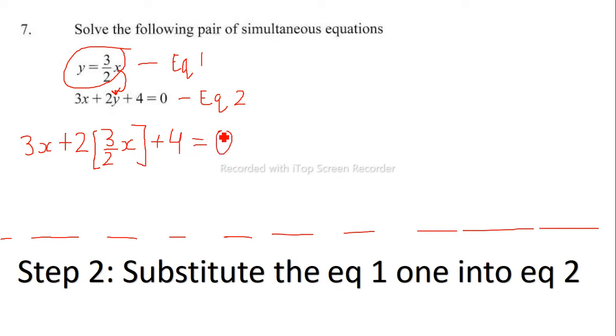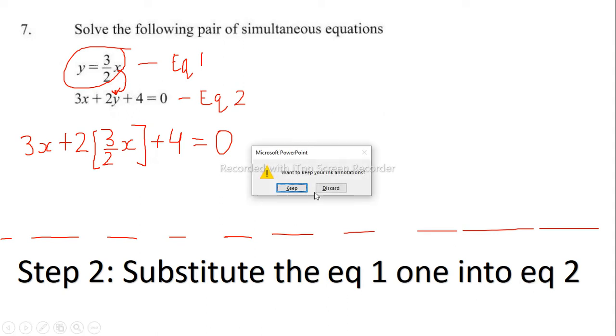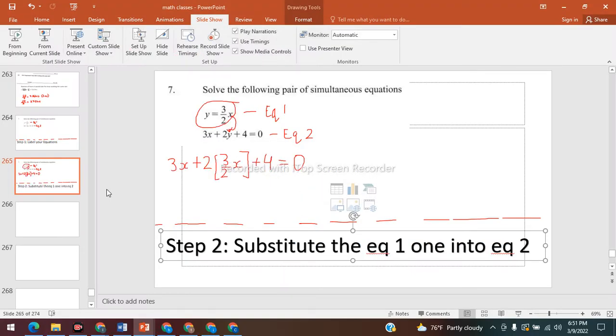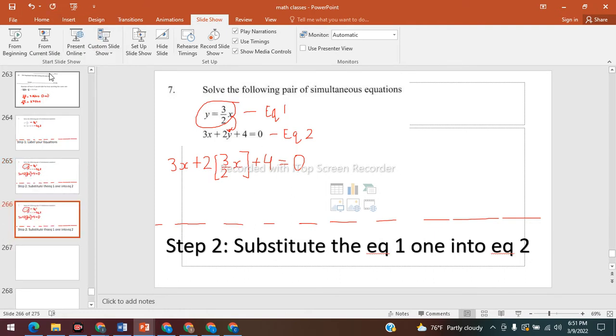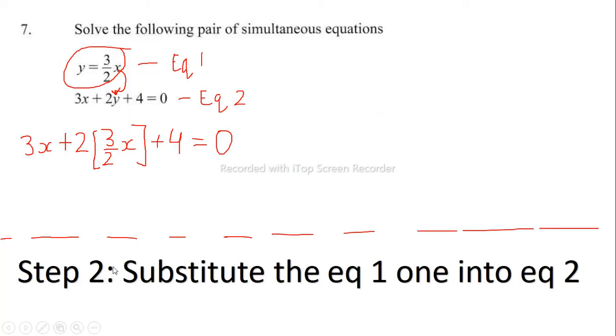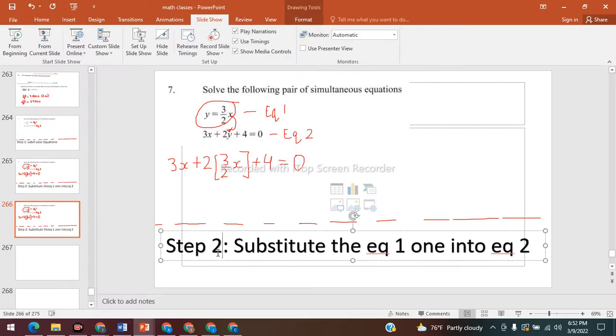So that's the second step. Replace or substitute equation 1 into equation 2. Now the third step. After we already substitute that in, we want to solve for x. So the third step is that we want to solve for the value of x.